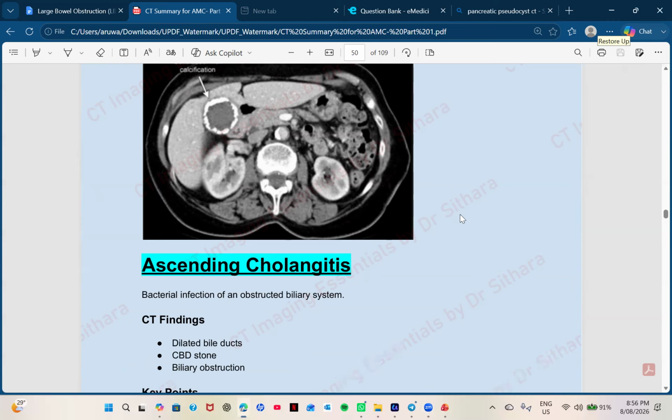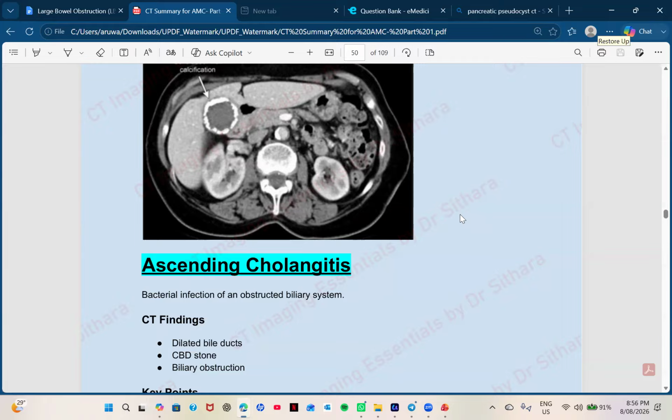Okay, so ascending, because all these diseases are high-yield topics for the AMC, right? Maybe you should get the idea about these things as well. The CT, a little bit of an idea, because you don't need to be a pro, since you are not going to do the radiologist exam. But get the idea, because most doctors have asked me.